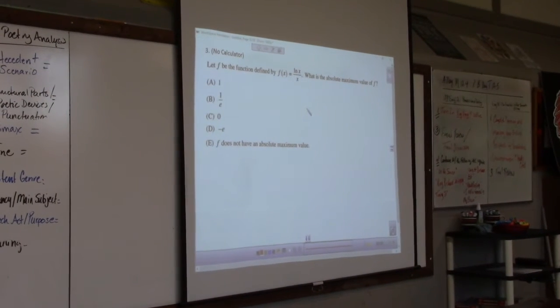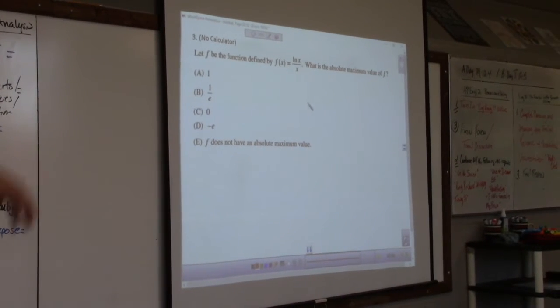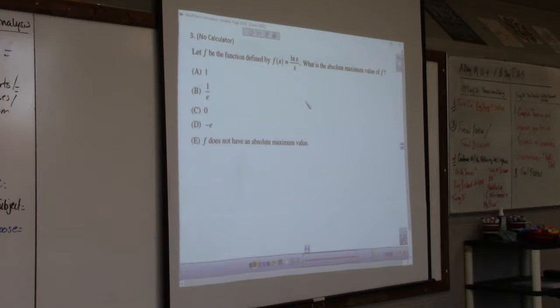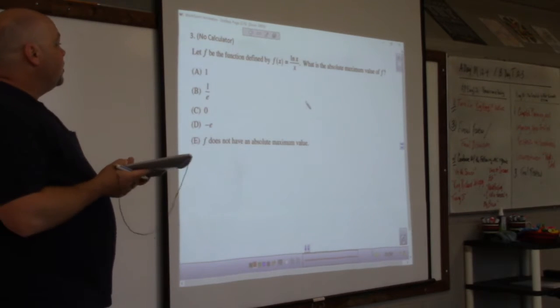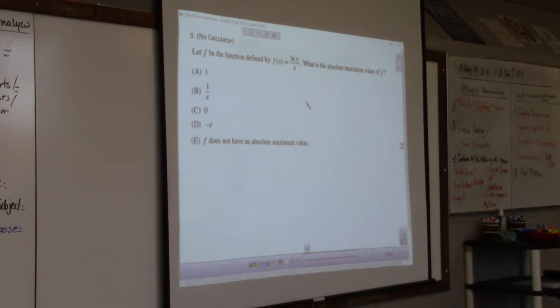Or undefined. Those are going to be the critical points, because what do we know about this instance right here? The extreme value theorem really doesn't apply, because this is not over a closed interval. This is an open interval that goes on forever and ever and ever. We're looking for just the absolute maximum.